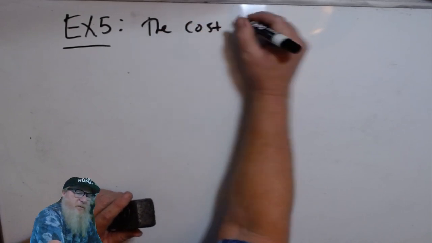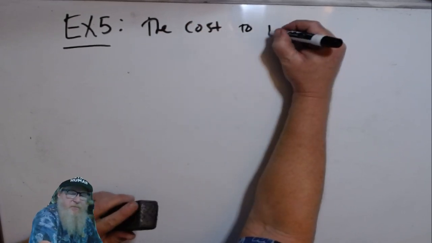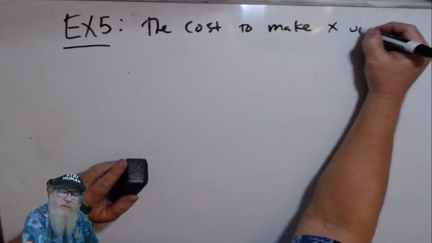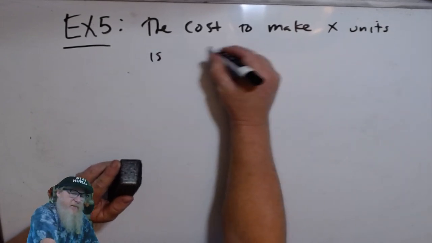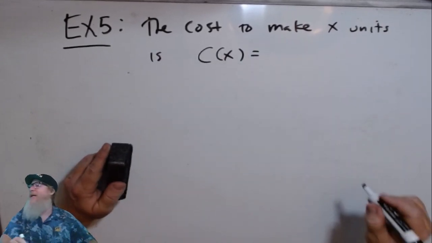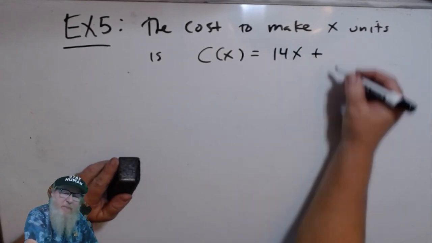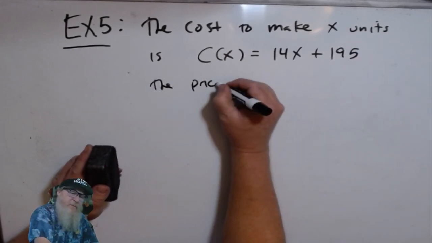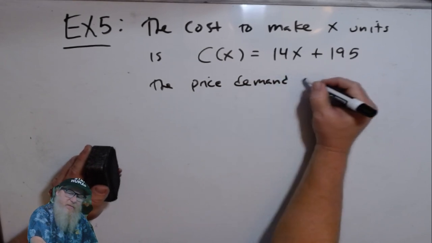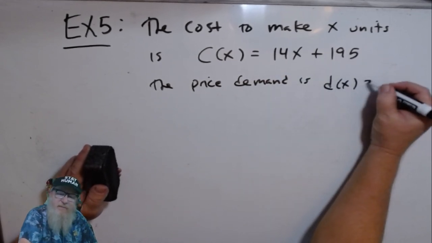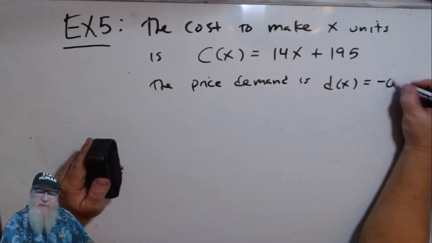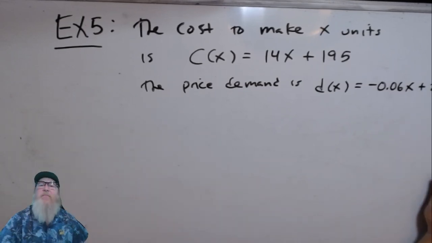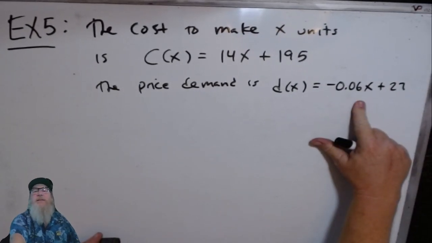So the cost to make X units of a particular product. Let's do a nice simple linear cost model to kind of wrap this up. And the price demand is negative 0.06x. You notice that price demand looks a heck of a lot like marginal revenue. Yeah. In fact, it is.